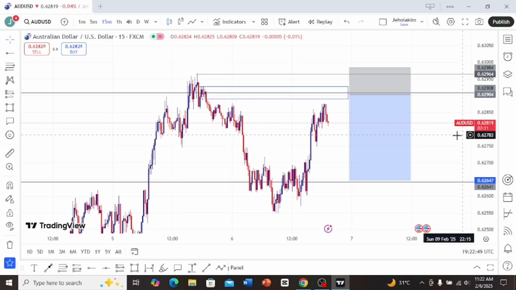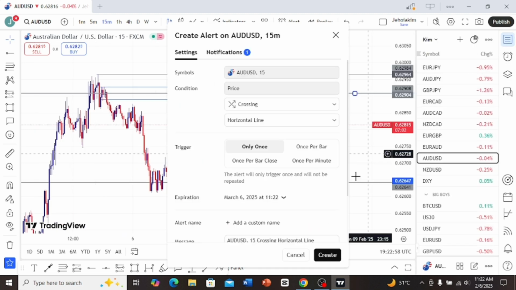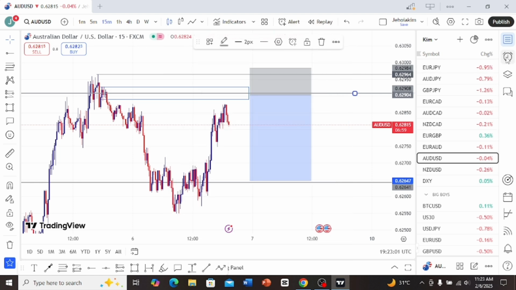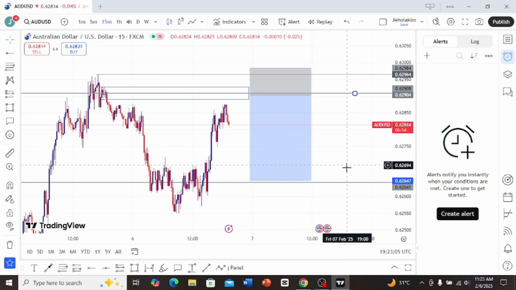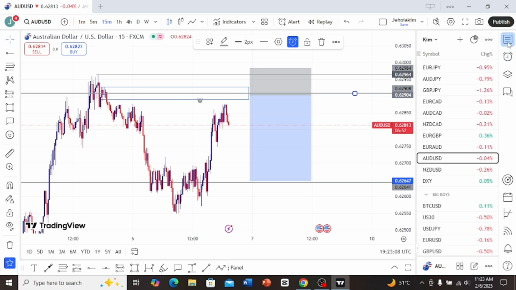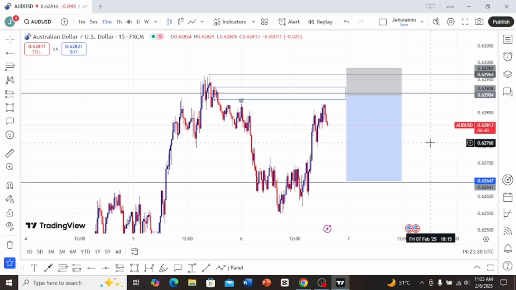Now what I'll do next, if I'm not going to sit on my laptop, is that I'm going to create alerts. So the alert is created. This is how you create an alert. Come here, create alerts. Whenever price is crossing the horizontal line, I'll be notified on my phone, because this is day trading. It's not 9 to 5. You cannot be sitting down on your laptop 24/7. So this is how we do top-down analysis, and this is how we determine our trend. This is how we determine market structure and entry levels.